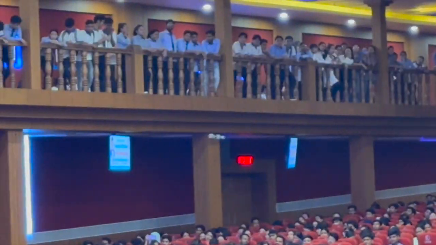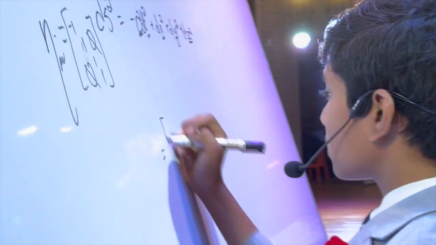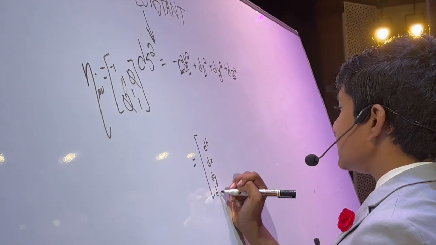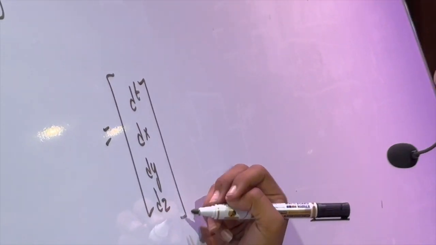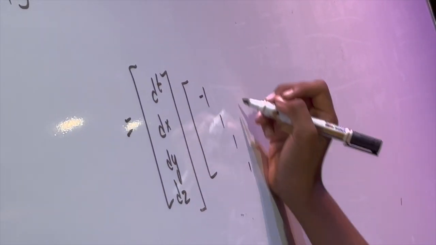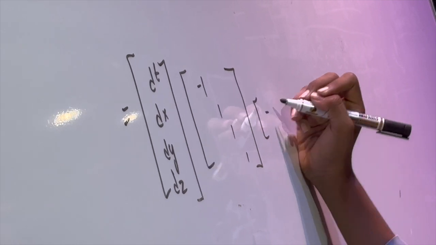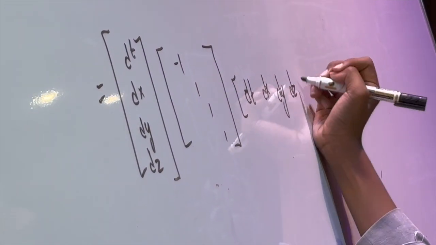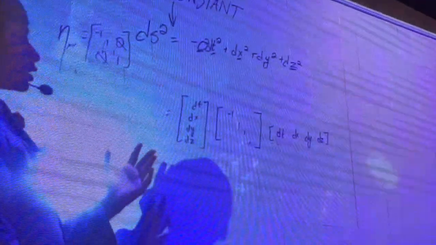So how does this have anything to do with that? Well, it's very simple. You take dt, dx, dy, dz, and then you multiply the metric in the middle, and then you get the row vector dt, dx, dy, dz. And of course, you can do the maths by yourself, but all this does is simplify to this form. Oh, crap.